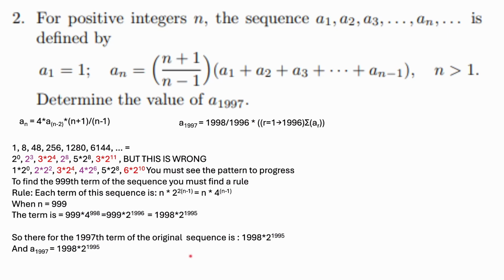the 1997th term of the original sequence is 1998 times by 2 to the power 1995. I wrote it like this. It's written like this in the book as well. You don't have to, but it's written in the year form, so it's more like the years. And because of how large the number is, you could just write it in this factorized form.